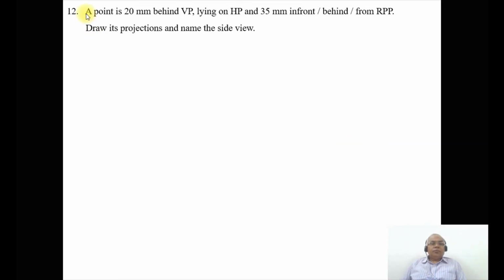Now, we are going to take up one more problem on projections of points. The problem reads as: a point is 20 mm behind VP, lying on HP, and 35 mm behind RPP. Draw its projections and name the side view.